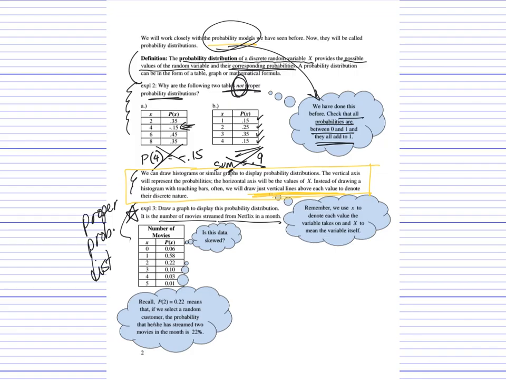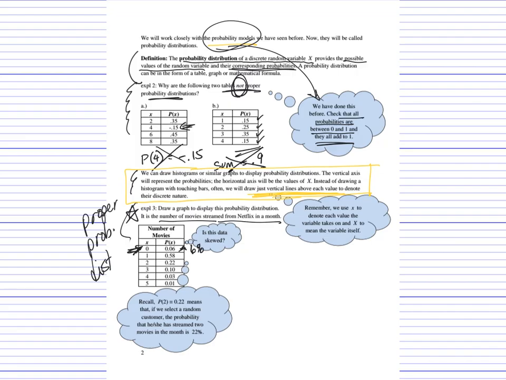Now, I want to talk about this. What does this mean? This means that of all the data, let's say the last month of customer data that Netflix had, this means that 6%, that's this 0.06 here, of the customers streamed 0 movies that month.